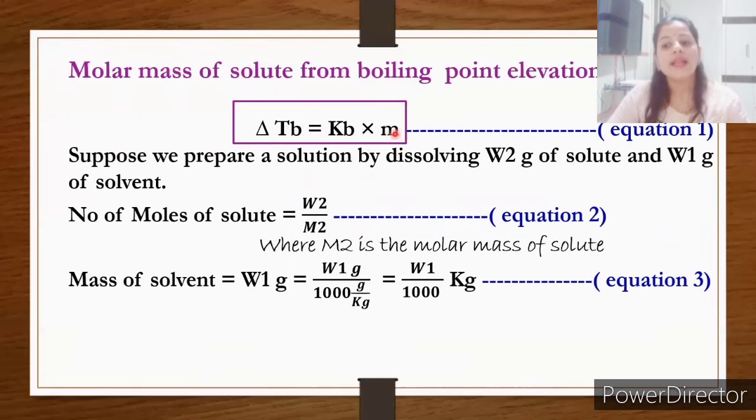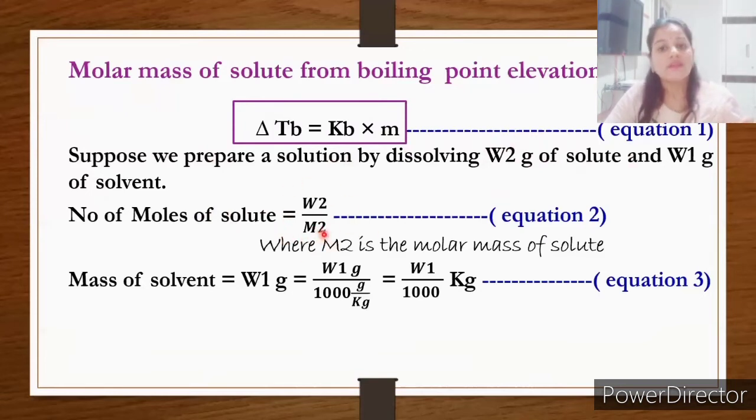Now we are going to relate the boiling point elevation with the molar mass. Now we have said that delta Tb is equal to Kb into small m. Suppose I have prepared a solution in which I have added W2 grams of solute and W1 grams of solvent. The number of moles is nothing but the mass upon the molar mass.